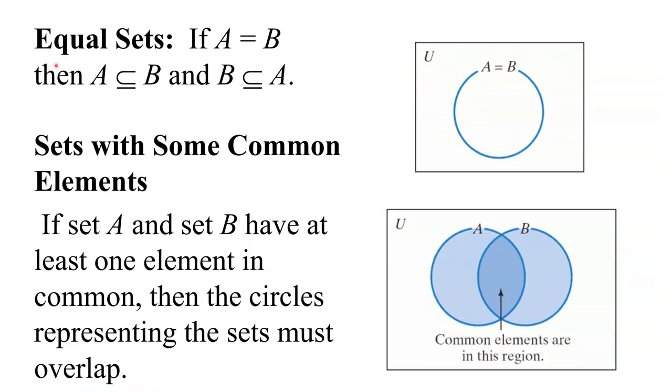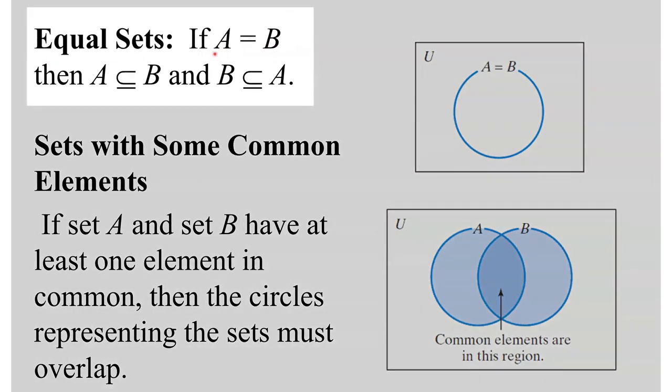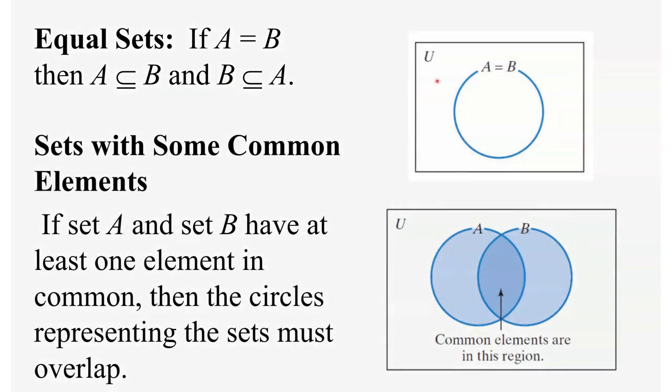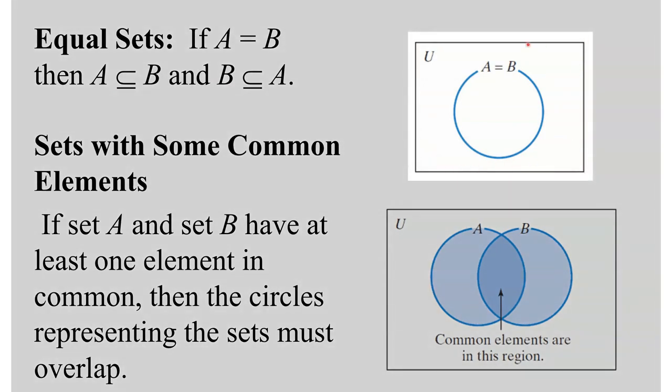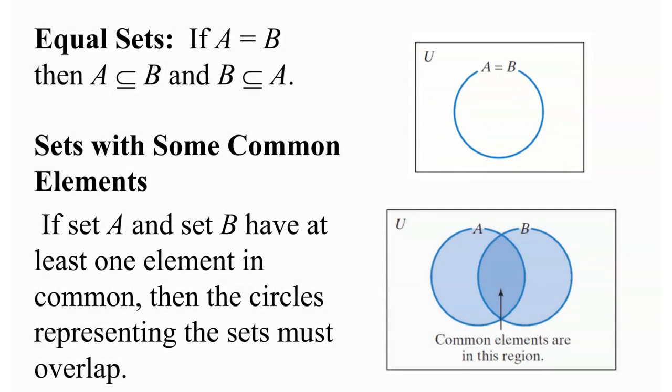In our previous discussion, we know equal sets are sets that have exactly the same elements. Therefore, if two sets A and B are said to be equal, then A is a subset of B and B is a subset of A. And using the Venn diagram representation, this is how you would represent sets A and B to be equal. As you see, they just overlap completely.